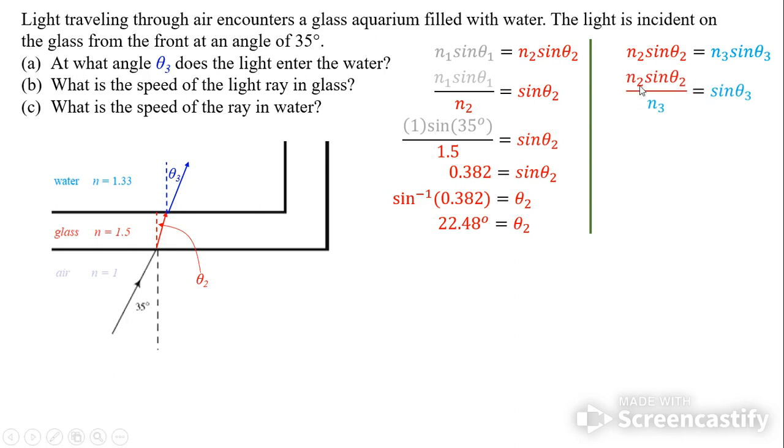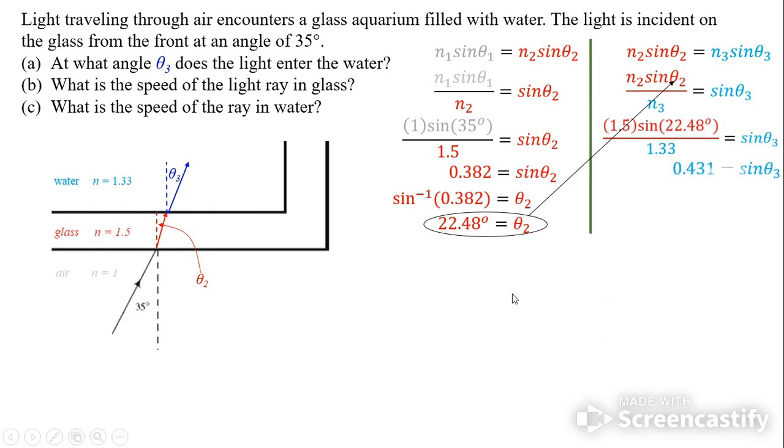We know a bunch of stuff already. n2 is given as 1.5, theta 2 was calculated in the previous steps, and n3 is given as 1.33 in the schematic, the index of refraction for water. So if we do a quick basic substitution, theta 2, which we just found, is 22.48 degrees. If we plug that in, everything's pretty much known, and then you get this result. And again, to find theta 3, you take the inverse sine of 0.43, which is what I have on the screen. And ultimately, you get an answer of about 25.5 degrees.